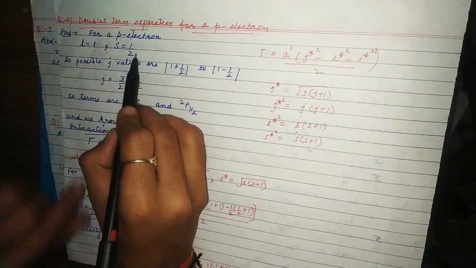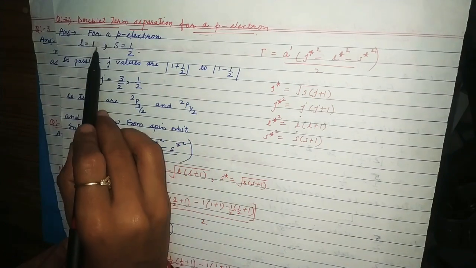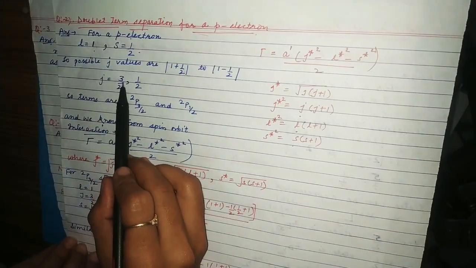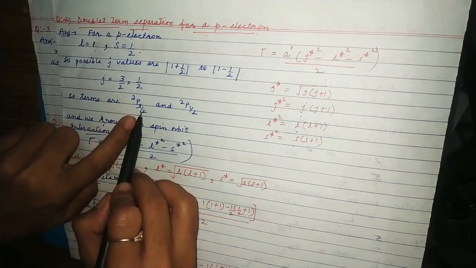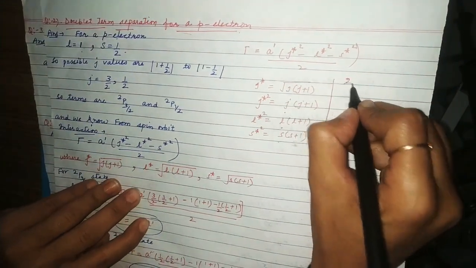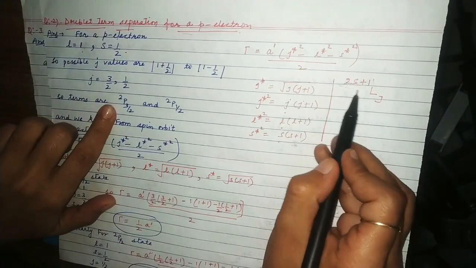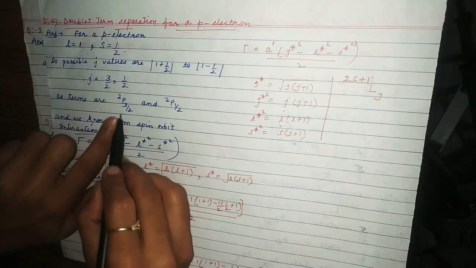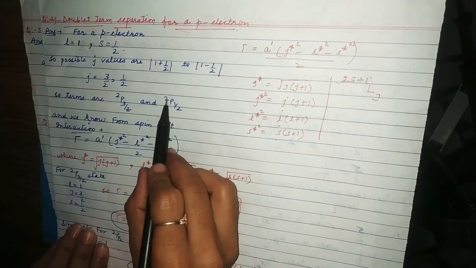For a single electron, S is equal to 1/2, and possible J values are 1 plus 1/2 and 1 minus 1/2. We will get 2 J values, 3/2 and 1/2. So the terms are 2P 3/2 and 2P 1/2. Again we will use the same procedure, 2S plus 1, L value and J value. So the 2S plus 1 value, since there are two states, will be 2. And for a P electron it is P, and the J values are 3/2 and 1/2.